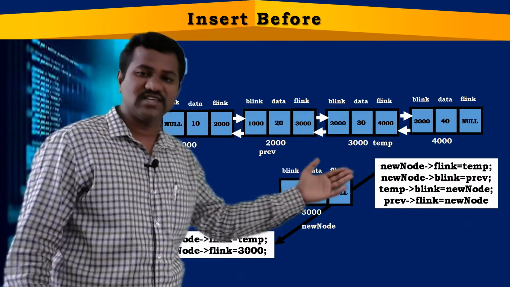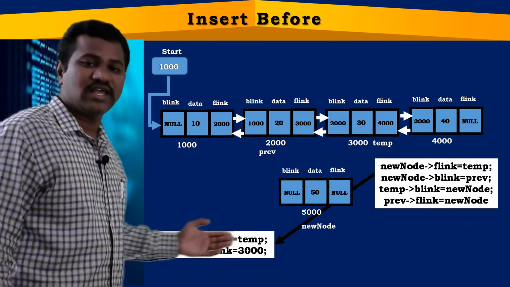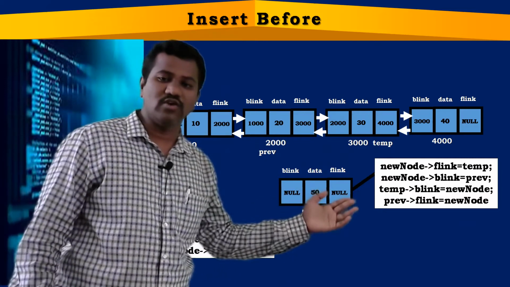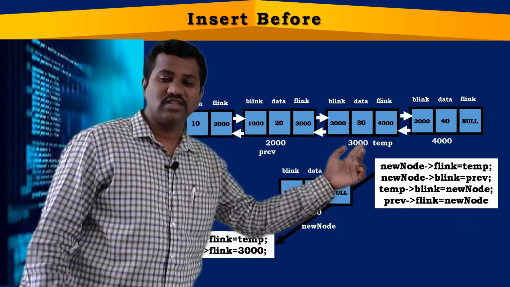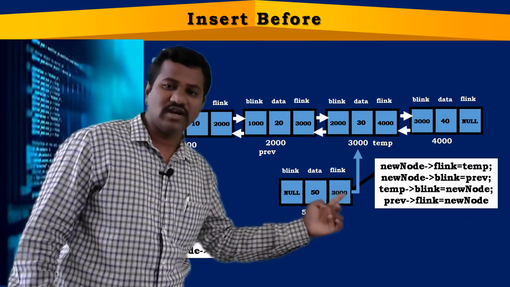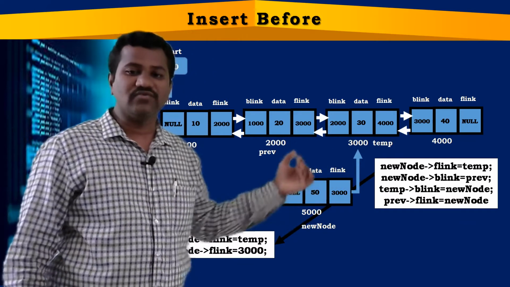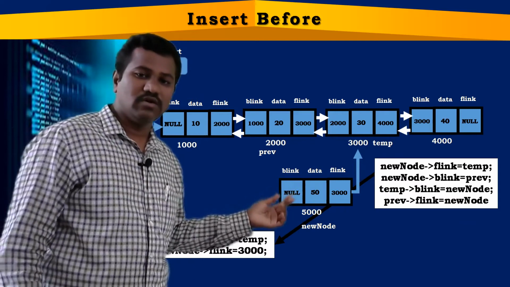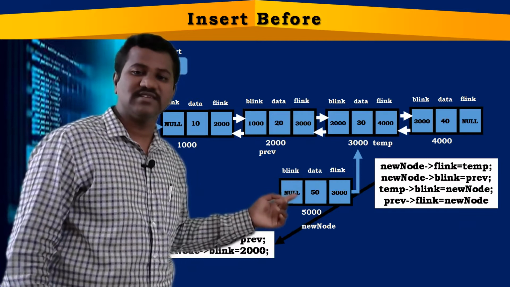The first instruction says new node forward link is assigned with temp. That means the new node forward link, this one, is assigned with temp. Temp means what? 3000. That means 3000 has been stored in what? The new node forward link. So a link is going to be established from the new node to what? The 3000 node. And after this, we need to place in this backward link, which node address do I need to place?